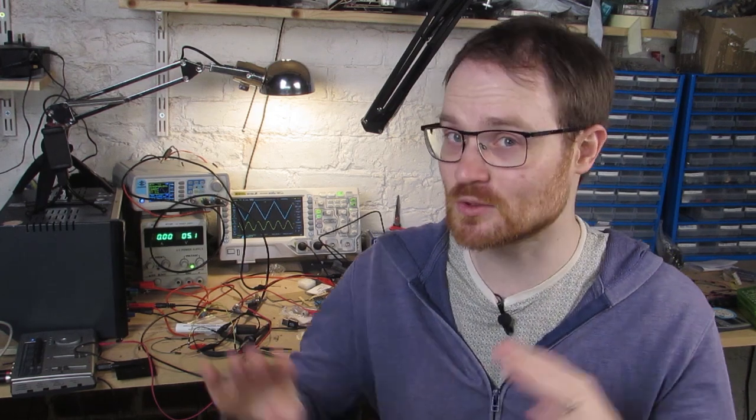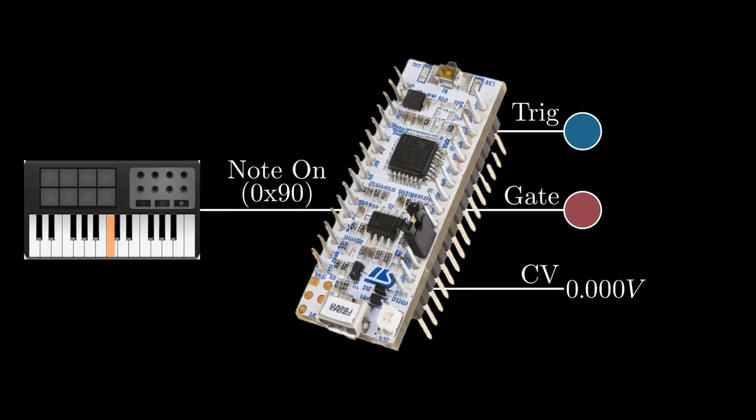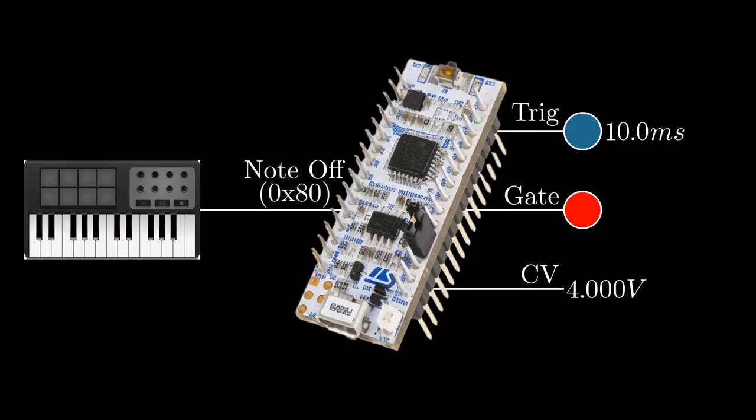So what we need to do is check our status byte and see if it's a note on message or something else. If it is a note on message, we need to begin the 10 millisecond trigger pulse, turn the gate high, and also change the output of the CV to reflect the correct voltage for the new note that we've just pressed. If it's a note off message, we simply turn the gate signal off, and any other type of message, just for now, we're going to ignore.